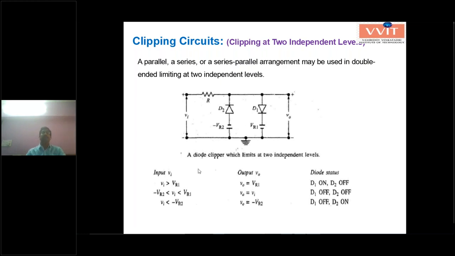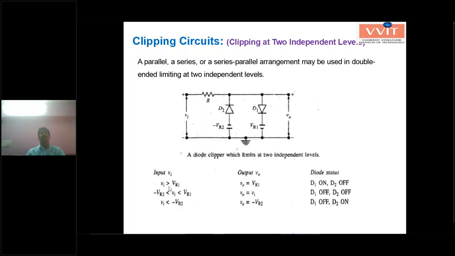So how many cases will come here? In the previous one, the reference voltage was either 0 or reference voltage VR. Now here there are 2 reference voltages: VR1, a positive reference voltage, and minus VR2, a negative reference voltage. Two reference levels, so the total input waveform is divided into 3 parts.